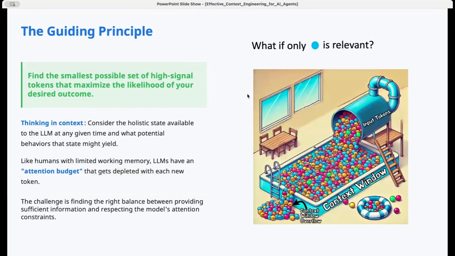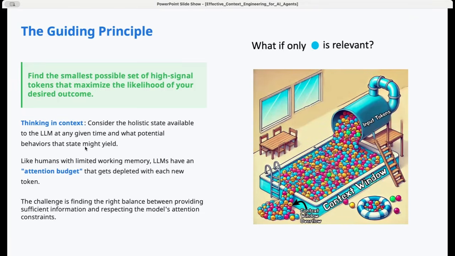Okay, so that's why we need context engineering. Then the blog also introduced the guiding principle of how we can find the smallest possible set of high-signal tokens that maximizes the likelihood of your desired outcome, so that the LLM performance does not decay too much when you are doing multi-turn interactions or providing more context to the LLM.